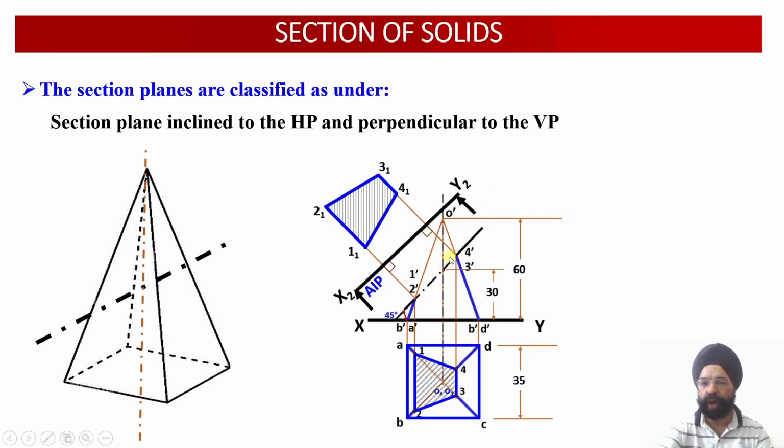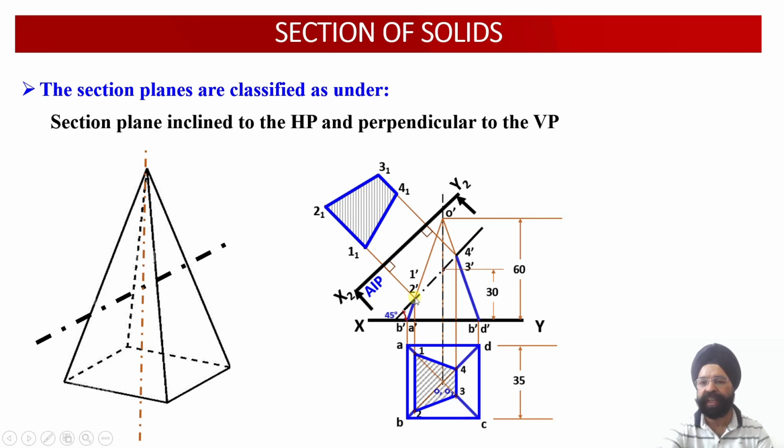Now in order to obtain the true shape of this cut section, we need to go parallel to this cutting plane, that is, another AIP we have to draw, and from these 4, you see, points of intersection, the projectors will be drawn onto the AIP. So the projection on AIP, that is, your auxiliary plan, is going to give you the true shape of this cut surface over here.